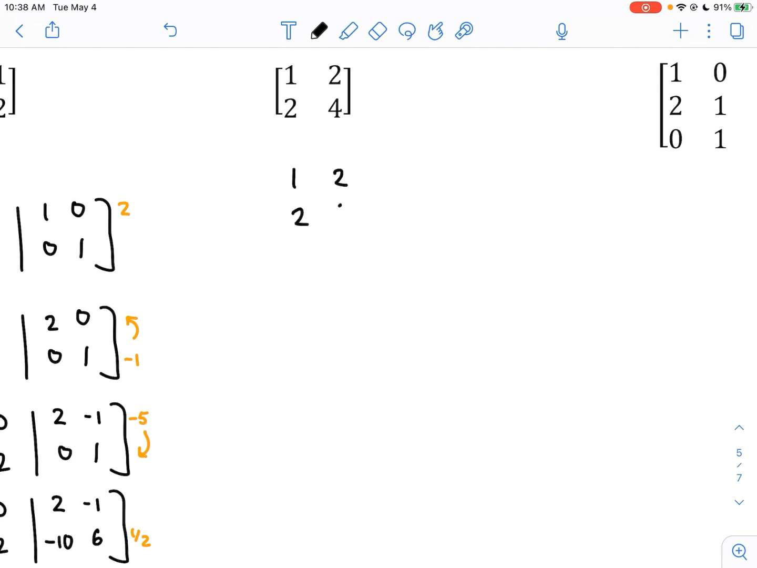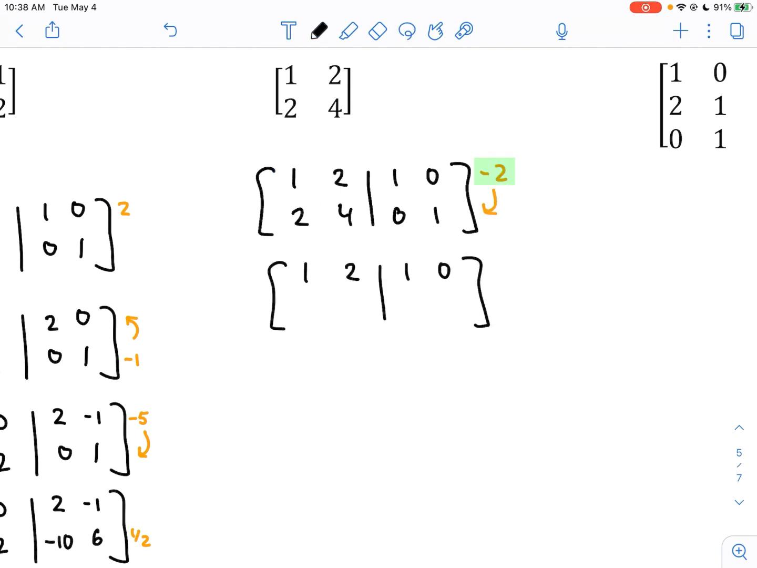So we have 1, 2, 2, 4, and then we put the identity matrix of the same size next to it, and we make this an augmented matrix. We already have a 1 here, so we just need that to be a 0. So we're going to multiply the top row by -2 and add it to the bottom row.